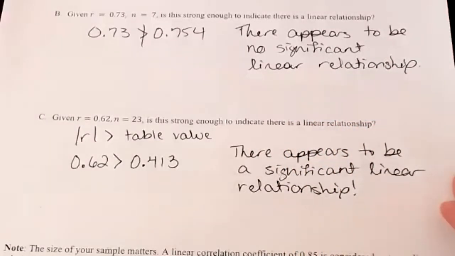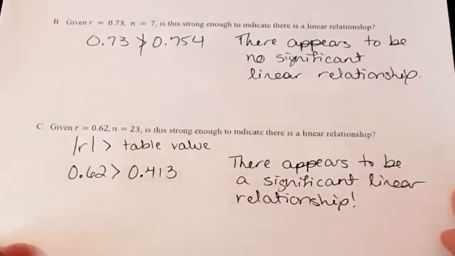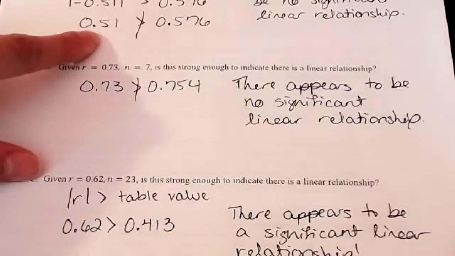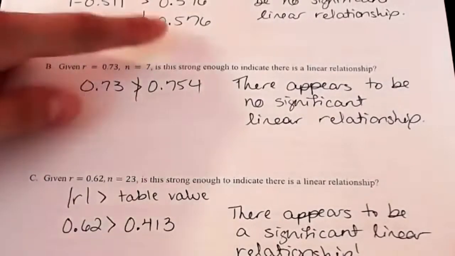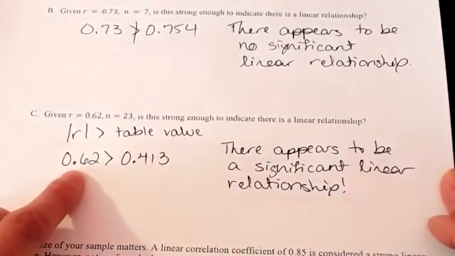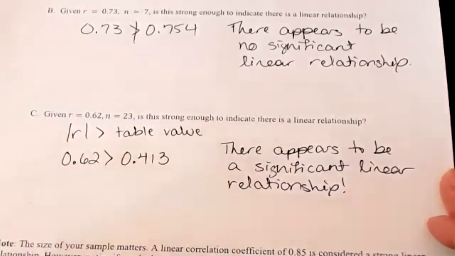Okay. A and B were both no, because our correlation coefficient was not greater than the table value. For part C, our correlation coefficient was greater than the table value.